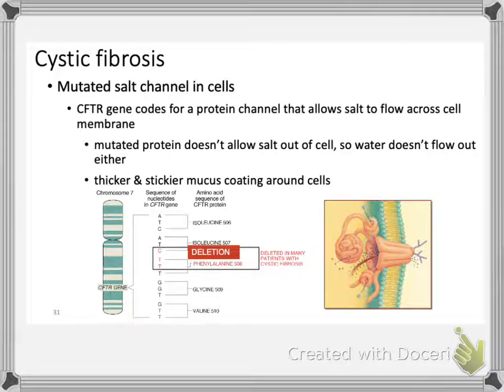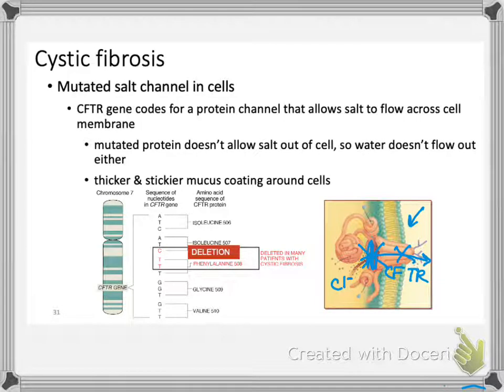Cystic fibrosis is caused by mutated salt channels. So this is a normal salt channel, and chloride ions normally are able to pass in and out of the cell, and that keeps the cell from becoming too salty. Okay, if the cell was too salty, water would flow into the cell, and that could be harmful to the cell. Okay, so the protein is called the CFTR protein, and the mutated protein basically shuts down the flow, and it blocks it so that no chloride ions can flow out.